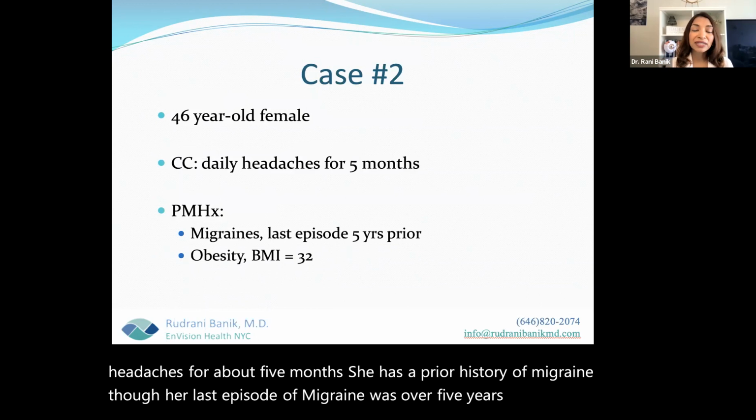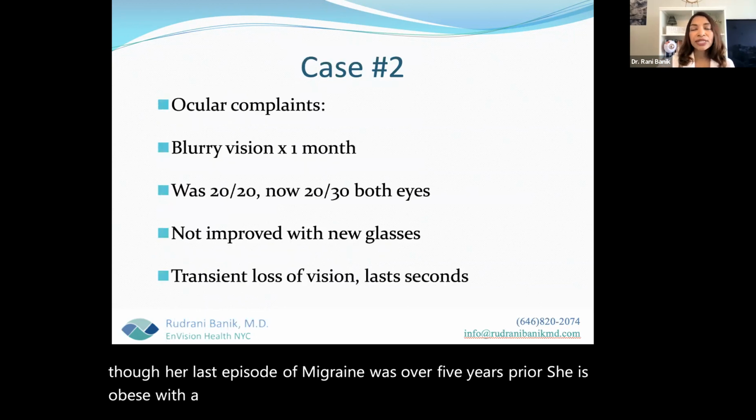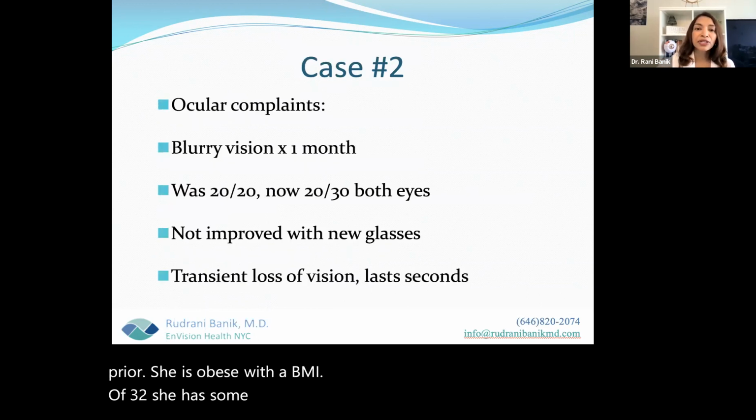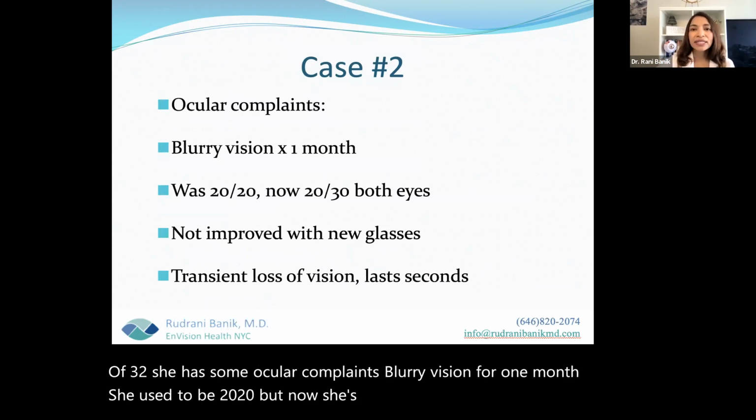She is obese with a BMI of 32. She has some ocular complaints, blurry vision for 1 month. She used to be 20/20, but now she's 20/30, and this does not improve with refraction. And she's also had a new symptom.